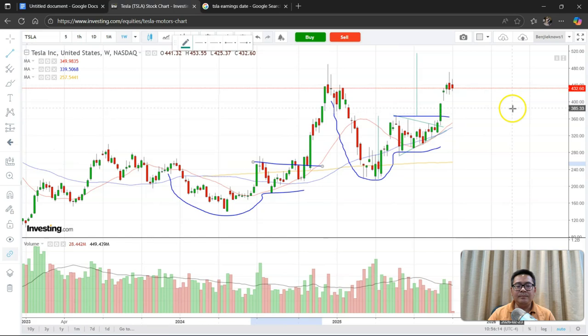So at this moment, I would say that it is trying to absorb the supply here. Remember, there were sellers, so it needs time to work it out, and perhaps after that continue to move up from here.